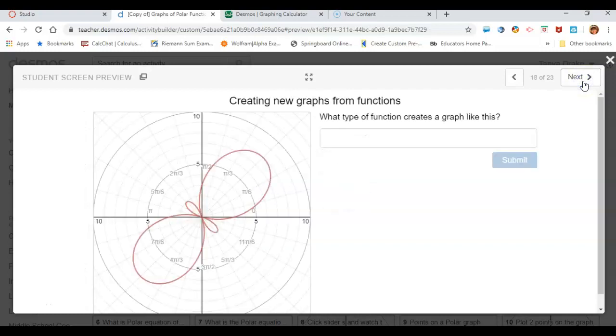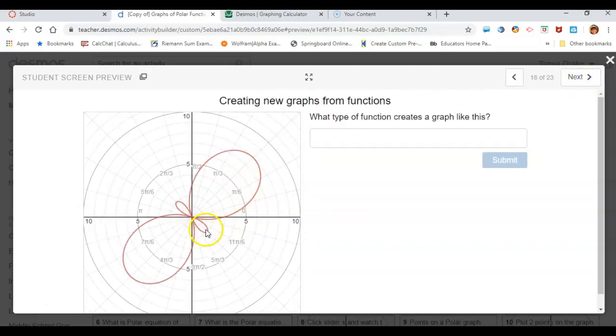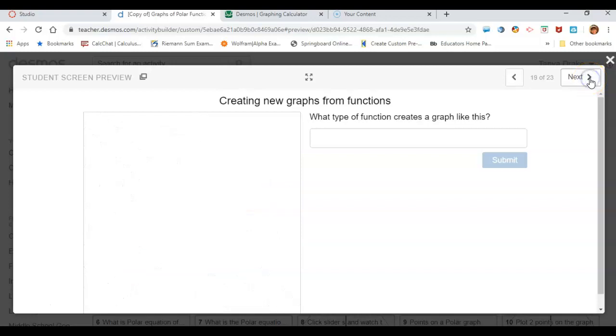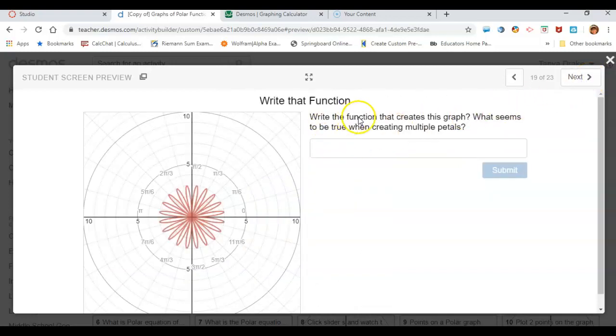Okay, then we have this fun looking graph, and it's a sine function, but I don't know if they will know this. What in the world is going on with this little tiny petal and this fat petal? So I want to see if they can figure it out just by playing around with Desmos on their calculator. Then write the function that creates this graph. And then, of course, we want to say what seems to be true when creating multiple petals. We could have extended this and asked about even number and odd number of petals, but I really wanted them to just stick with what I have on this lesson for now.